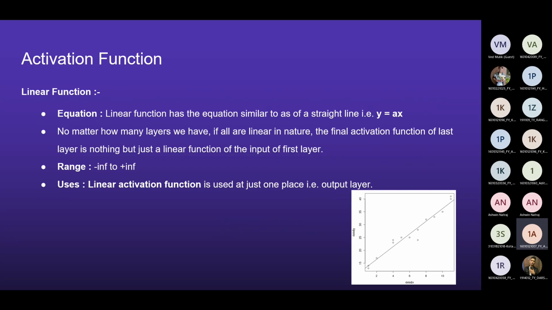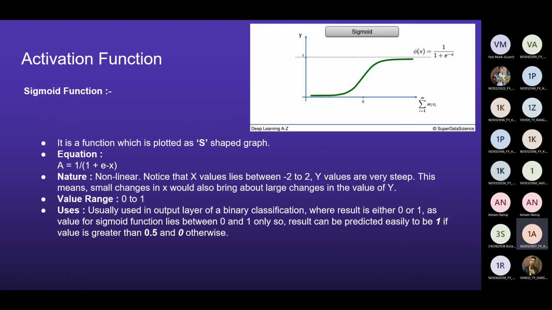Now, there are different types of activation functions. Firstly, we have a linear function. This is the equation y equals ax, and this is the graph for it. The range is minus infinity to plus infinity, and it's used at the output layer. Then we have the sigmoid function. This is the equation for it, 1 upon 1 plus e raised to minus x. The range for this function is 0 to 1, and it is used in the output layer of binary classification, since the result is either 0 or 1.